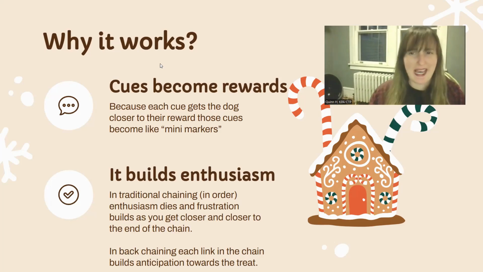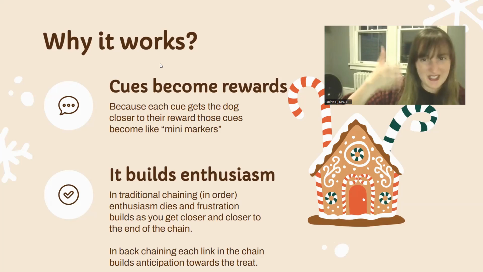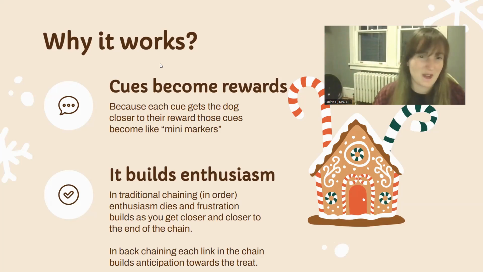A valid question you might have is why use back chaining at all? Why not just chain the behaviors together in the order we want them? The reason for this is that back chaining makes the cues themselves into rewards. They're almost like mini markers. So as the dog does the correct behavior, we give them the next behavior in the chain as a mini marker that they're headed in the right direction.